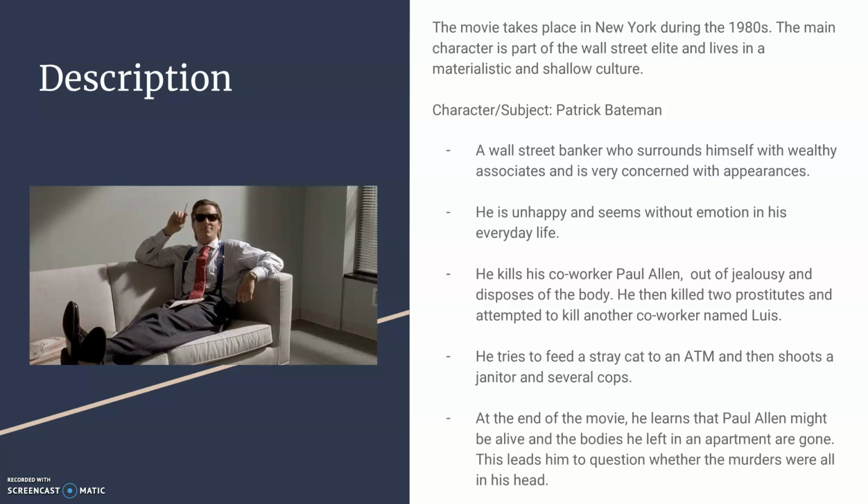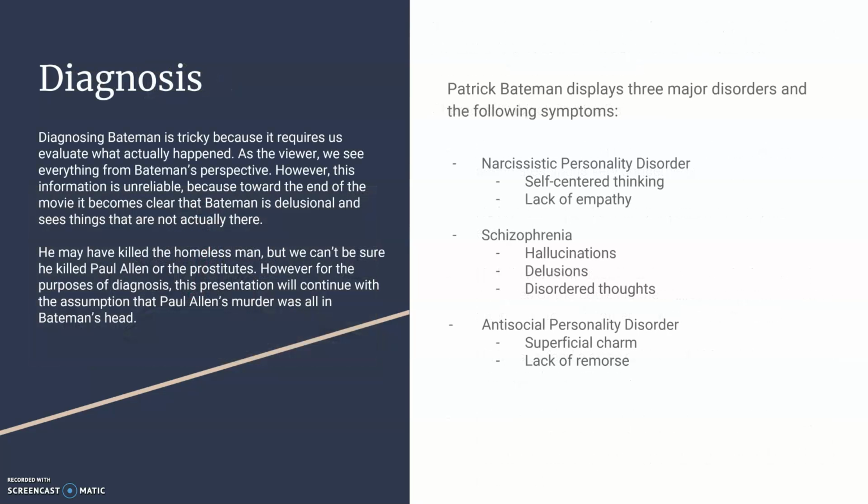certain people or not. The diagnosing part was very hard because it requires us to evaluate what actually happened. However, since we're seeing this movie in Bateman's perspective, we can find that he's often delusional, and so it's hard to tell what's reality and not. For the purposes of diagnosing him, we're going to assume that Paul Allen's murder was all in his head. Following with that, he then displays three major disorders: narcissistic personality disorder, schizophrenia, and antisocial personality disorder.